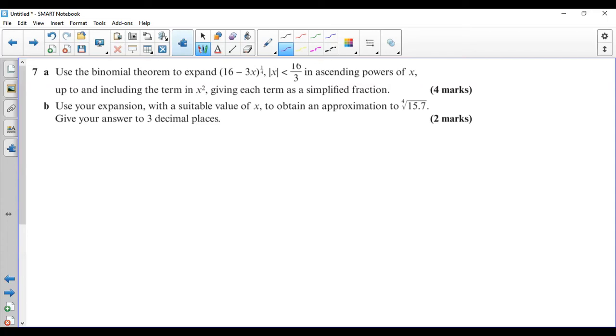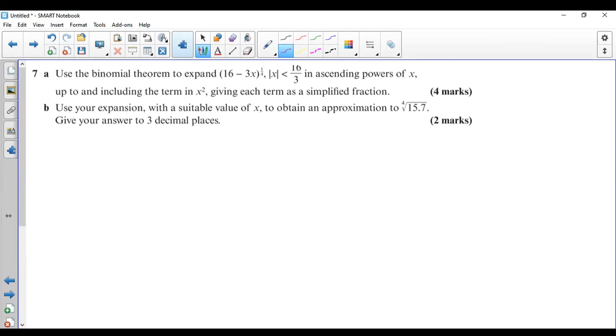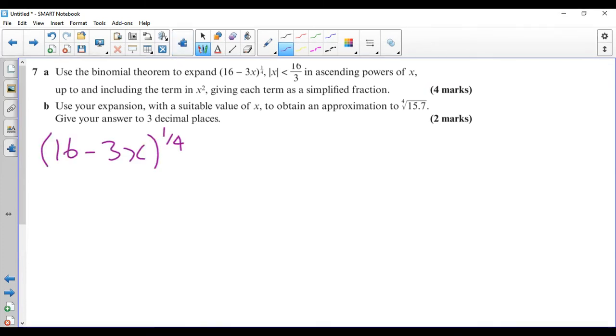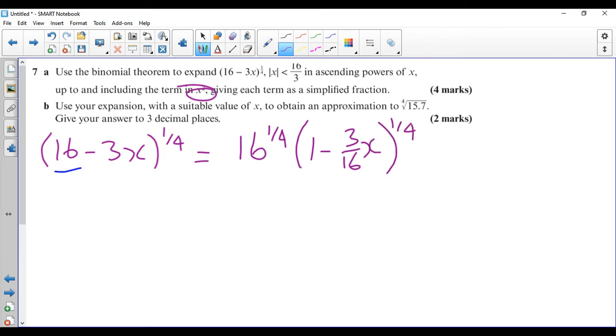Science 4B, question 7. Okay, so first things first, we've been asked to do a binomial expansion on 16 minus 3x to the power a quarter up to and including x squared. Note it is not starting with a 1, so we need to factorise. That's 16 to the quarter brought out, 1 minus 3 over 16x, to the quarter. So we have got our x term, including the negative, and we've got our power. There's our n and our x, and we're ready to apply the expansion.